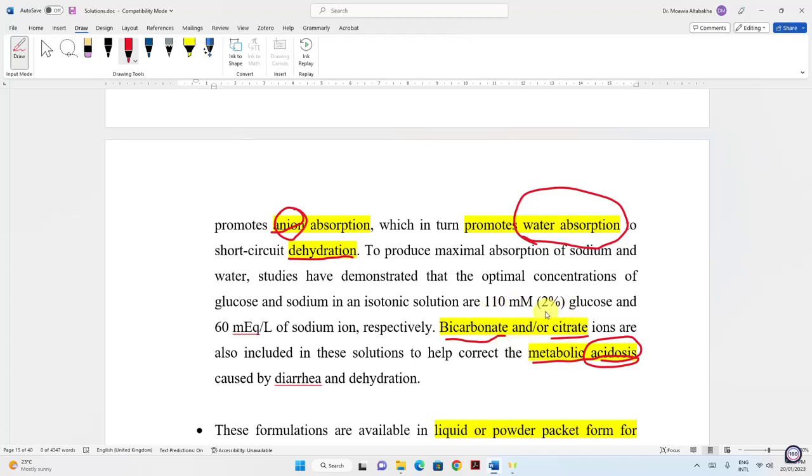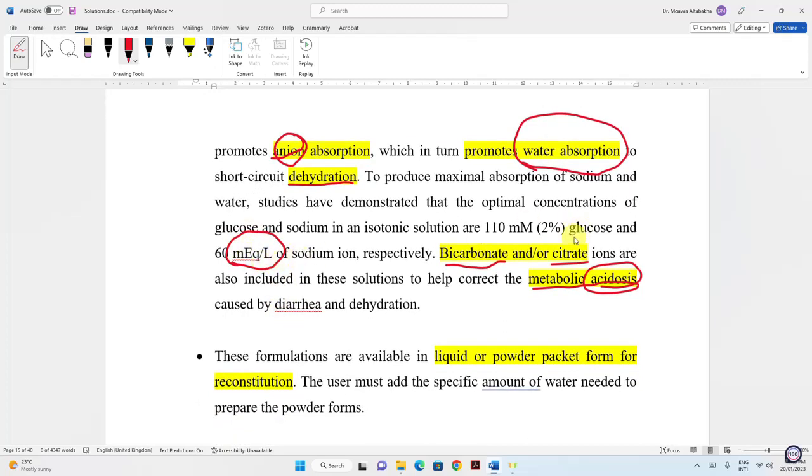Usually the concentration of glucose in the solution will be 2%. The sodium ion will be available in solution at 60 milliequivalents per liter. Look, this is another way of expressing concentration. We have the milliequivalent per liter or per ml or whatever. This is a type of concentration. We have also molarity, millimolarity. I'm sure you have encountered these units before. So this is a way to express concentration.